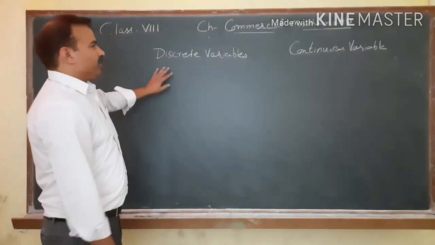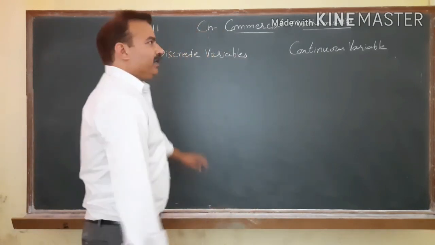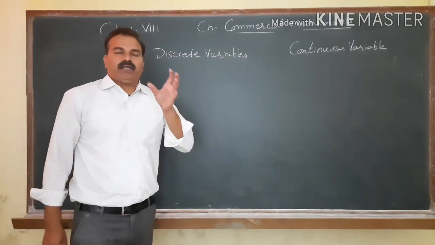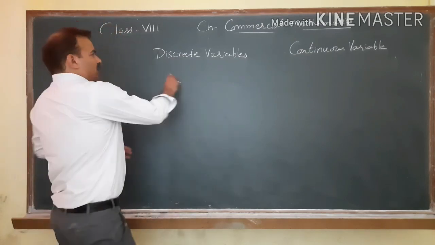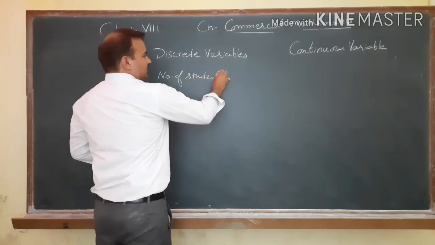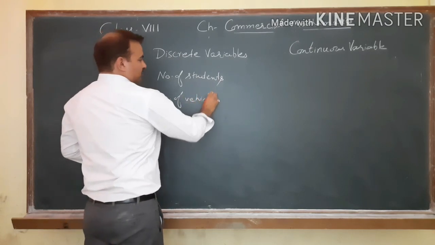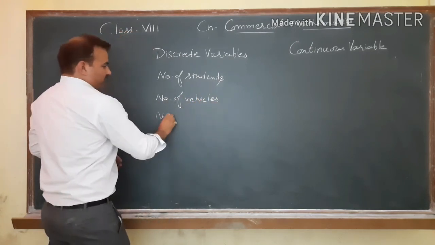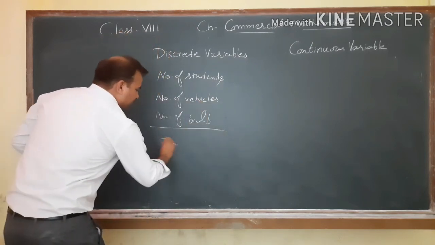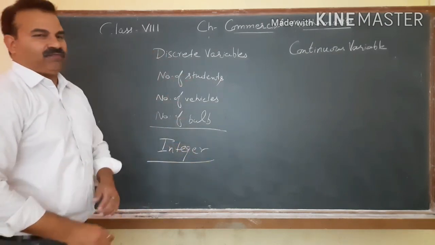Next I am going to tell you about two more concepts, that is discrete variables and continuous variables. Discrete variables are those variables where we get a value as a complete integer. For example, number of students, number of vehicles, number of bulbs. Any value which we get in integer form is known as a discrete variable.